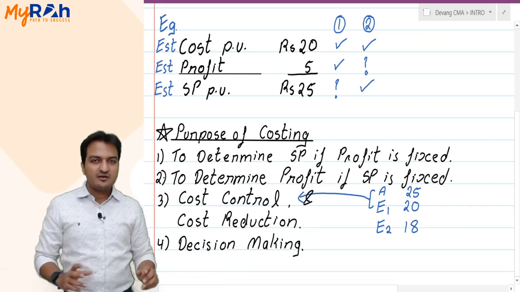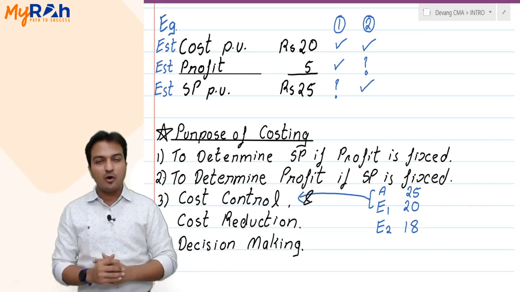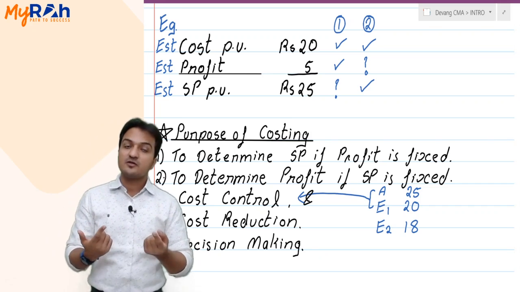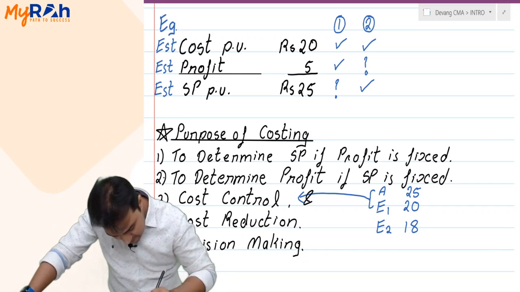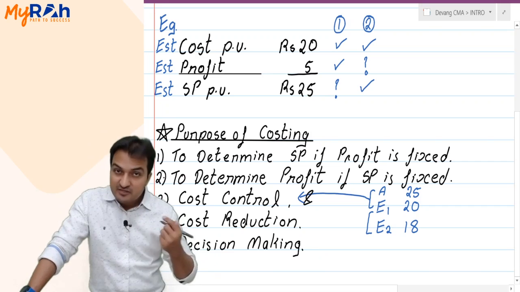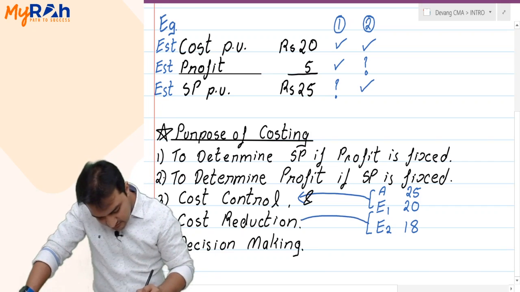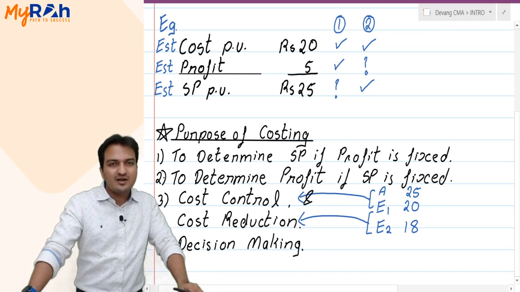According to my plan, my estimated cost should be 20. But now I want to bring that estimate further down to say 18. Then this decrease, when I try to decrease my estimate further down, that decrease is called cost reduction. The question is, why would I do that?